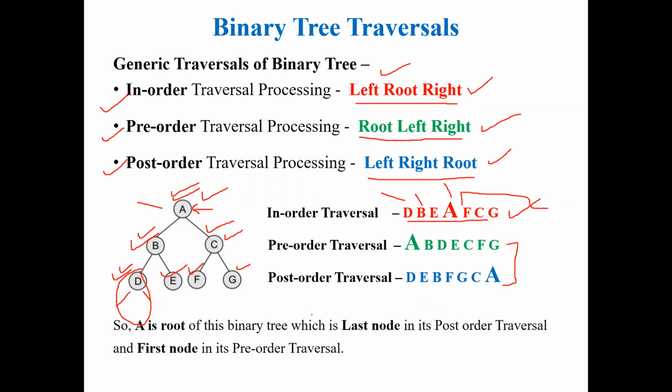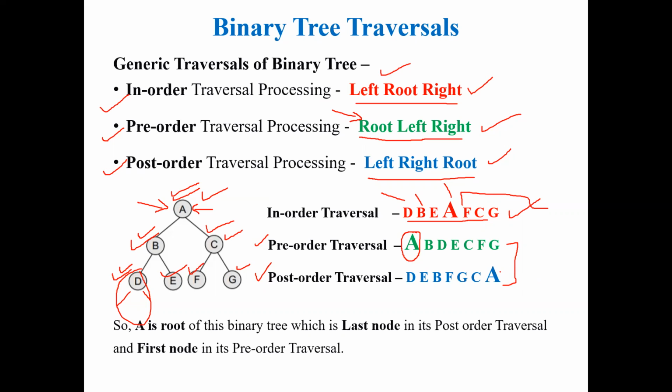What is the advantage we can get from the pre-order and post-order traversal? As we said earlier, the pre-order and post-order traversal will help us identify the root node of a given binary tree. How? As we can see, the root node of this binary tree is A. So how does the pre-order traversal tell us which is the root node? In every pre-order traversal of a binary tree, the first node or the starting node will be the root node, because in pre-order traversal, we first process the root node of the given tree.